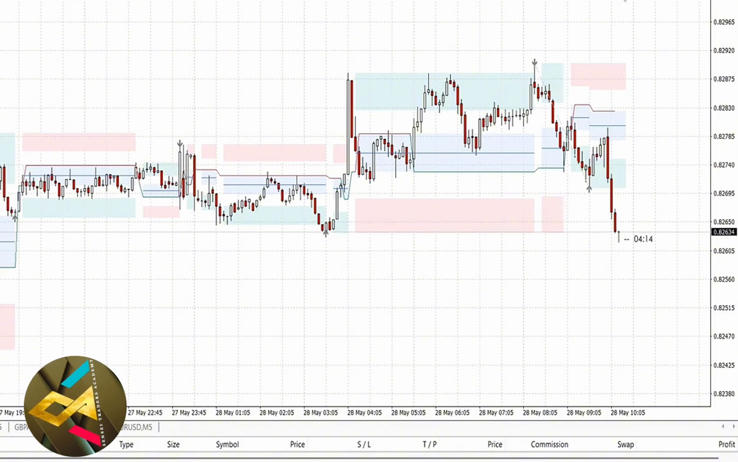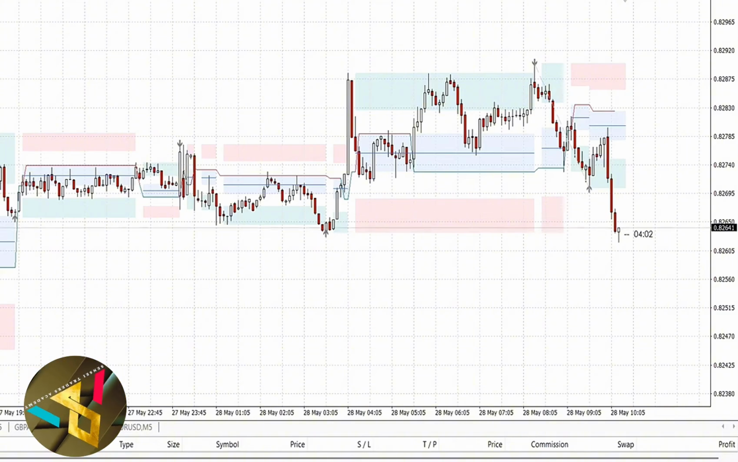Losses do happen, even with the best setups. What's important is we followed the strategy exactly. We waited for the zone, we got our signal, and we managed risk properly using the trailing stop loss. There was no overtrading, no revenge entry, just clean and disciplined execution.